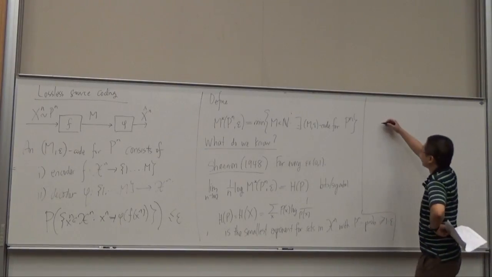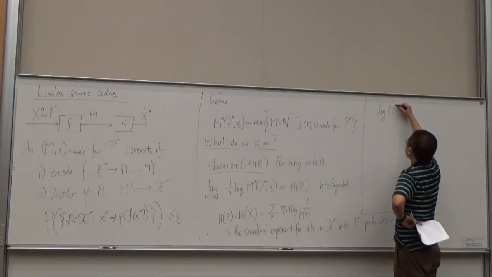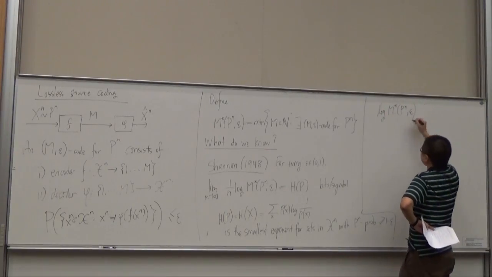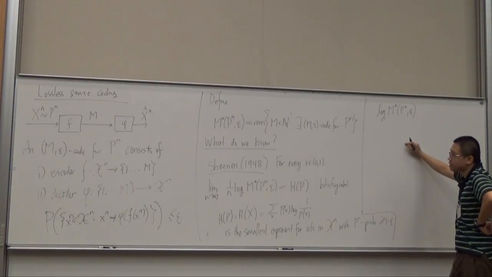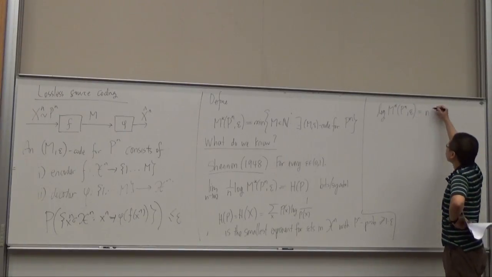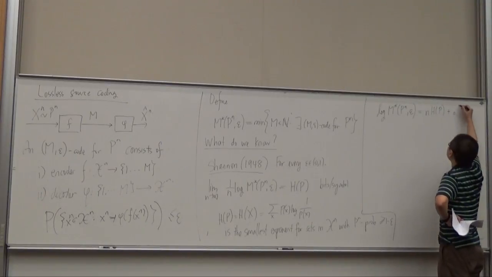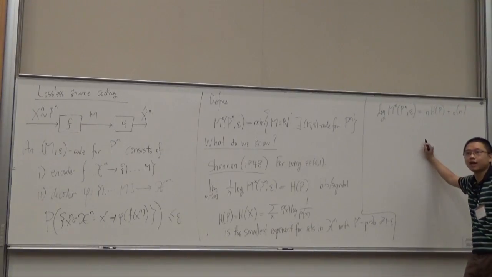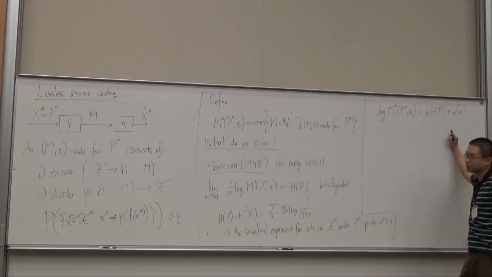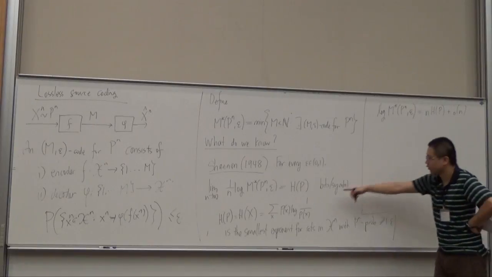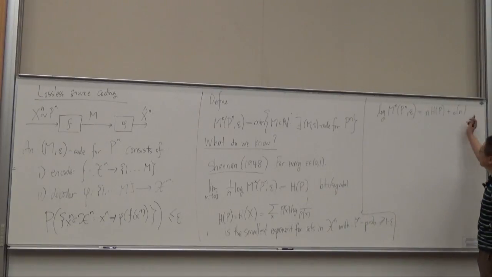Another way of writing this is the following. If I look at the logarithm of the minimum code size, if I can tolerate an error probability epsilon and the source is realized n times, then what I get is n times entropy plus little o. Little o means that this quantity divided by n goes to 0. That is another way of writing that statement, and this holds for every epsilon.